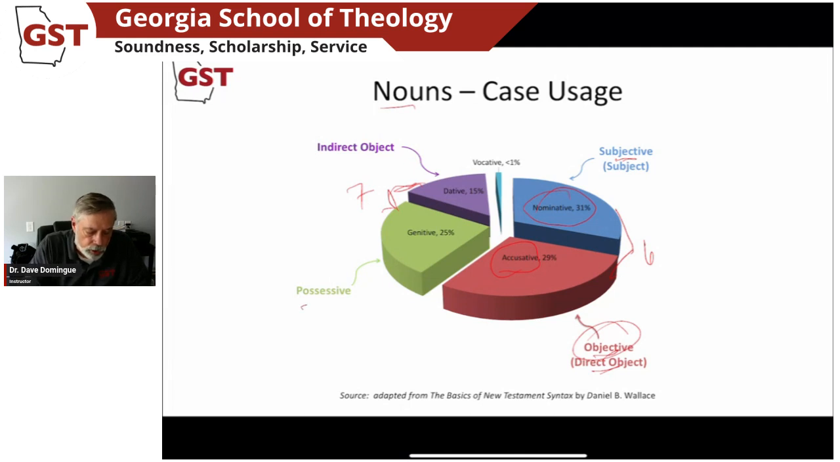The other 2 is the possessive case. So like in English, we have a subjective case, an objective case, and a possessive case. In Greek, we call this possessive case the genitive, and 25% of nouns function in the possessive or the genitive case. And then, of course, the dative case is really functioning as the indirect object. 15% of the nouns function in the dative or as the indirect object. Indirect object would be Silas.